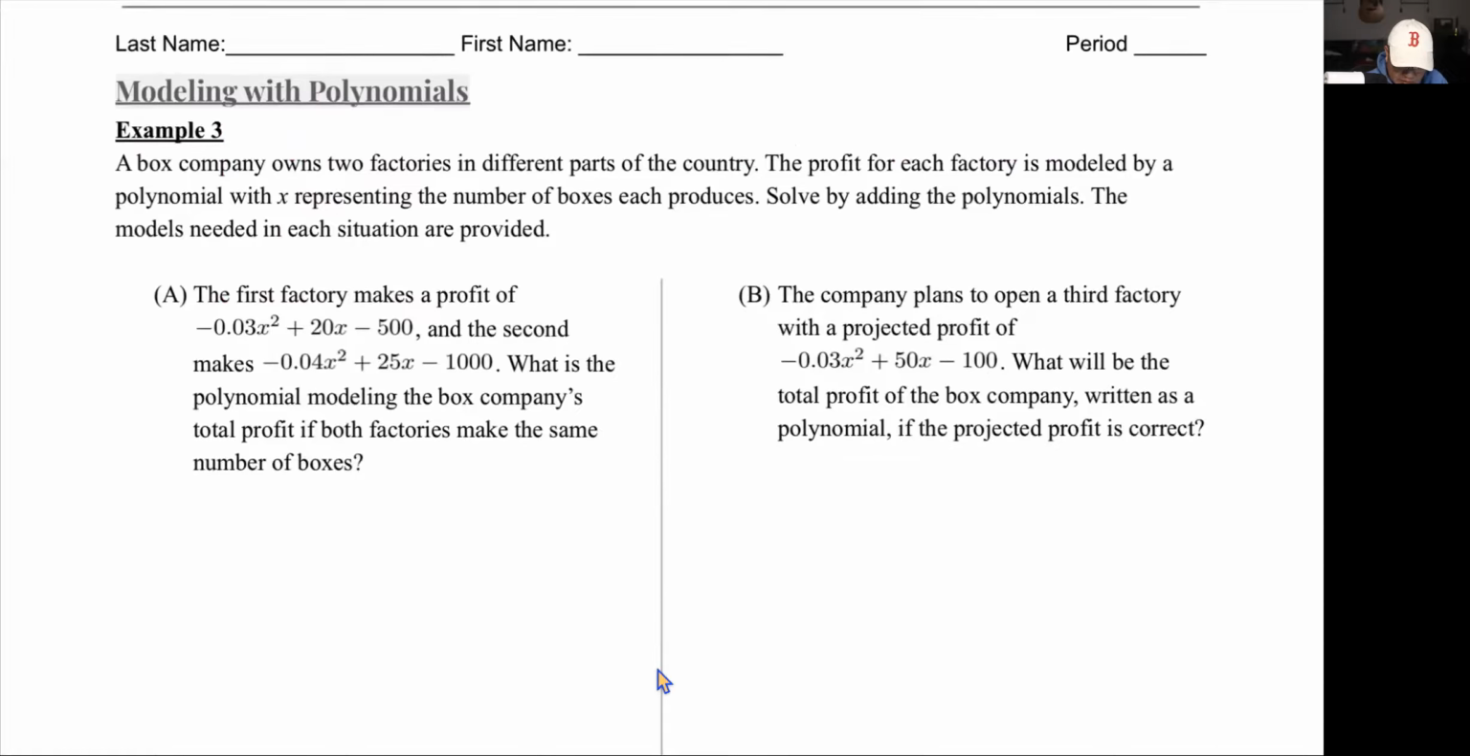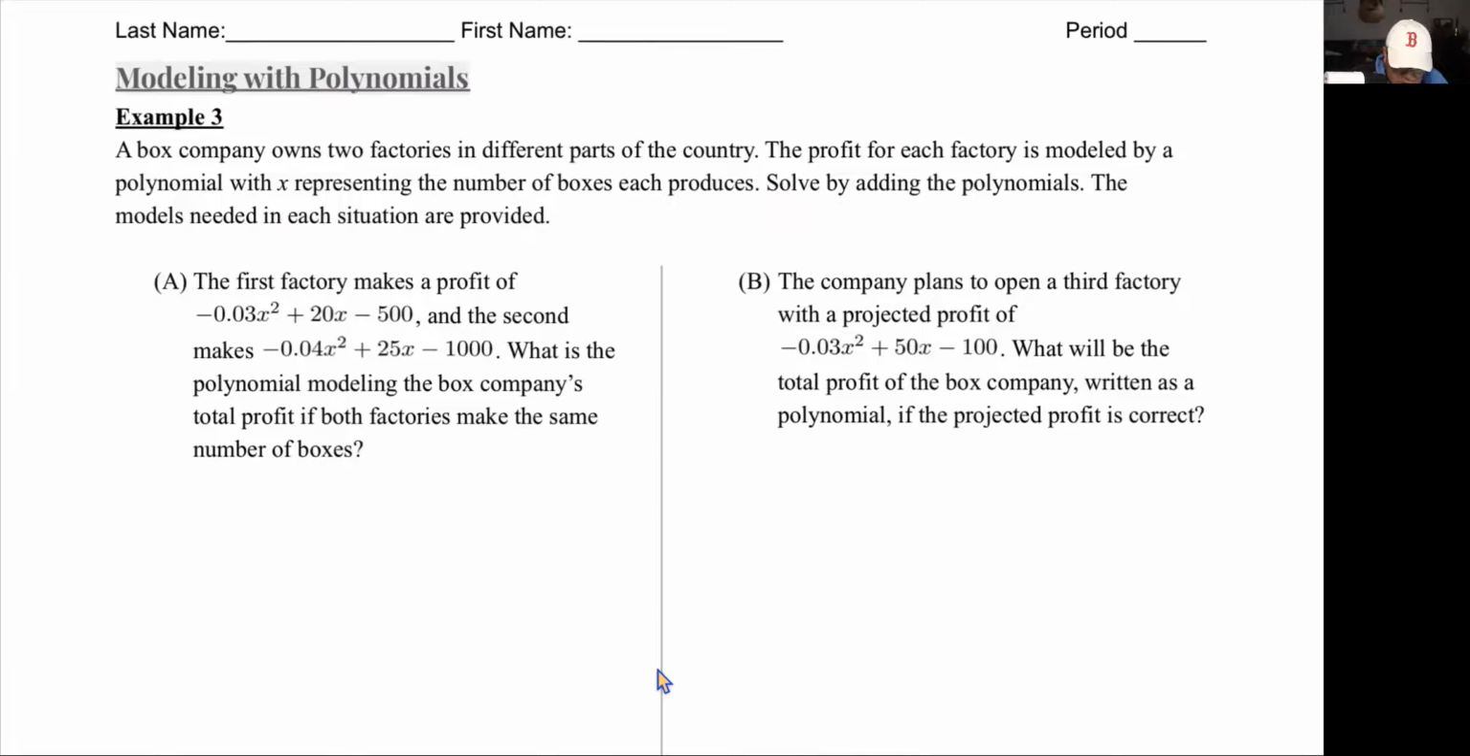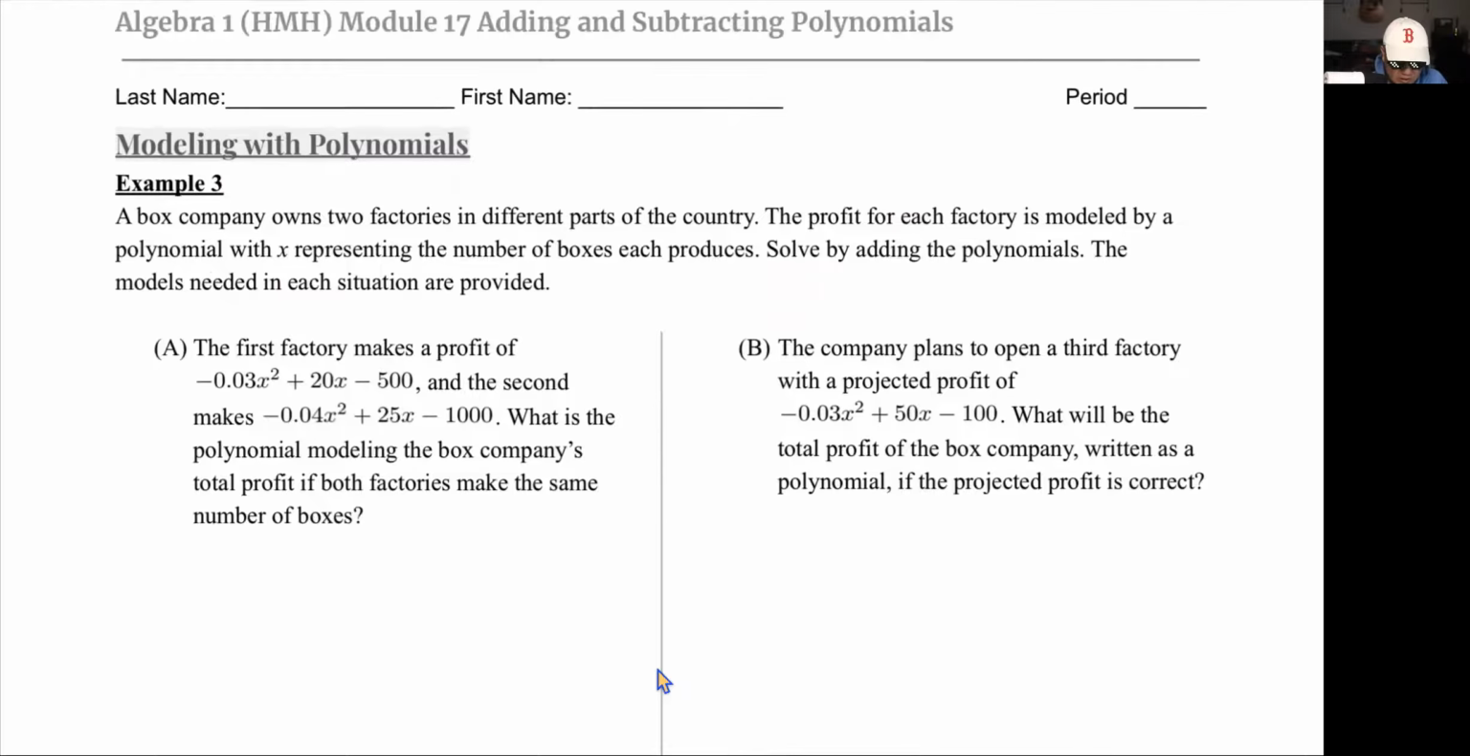Oh, by the way, I forgot to mention earlier. Whenever you see last name, first name, always write down your name.